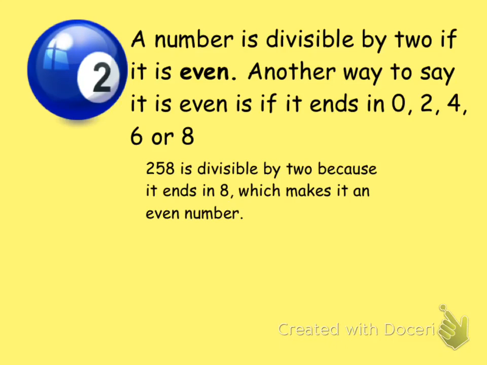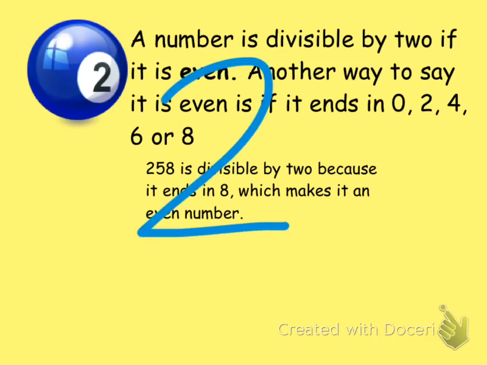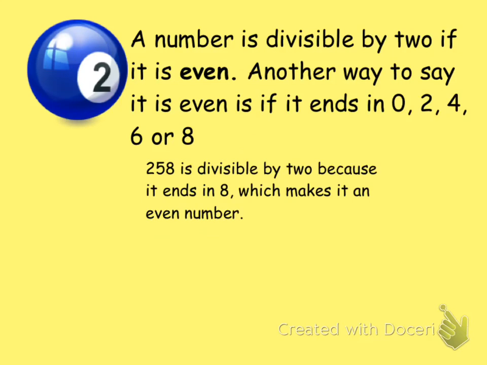The first rule we're going to talk about is the divisibility rule for 2. How do you know if it's divisible by 2? It has to be an even number. Another way to say it is, it ends in a 0, a 2, a 4, a 6, or an 8. The example we have down here is 258, and 258 ends in an 8, which is an even number, so now we know 258 would be divisible by 2.